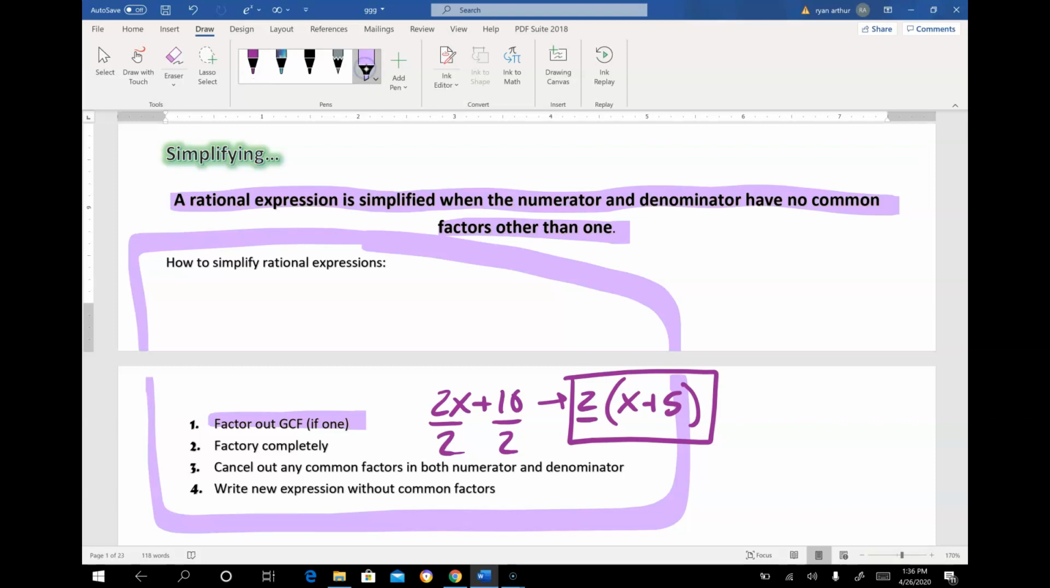Next, after you factor out the GCF, if you can factor some more, do so. As long as between the first 2 steps you have factored that rational expression completely, you're done. After you factor and it's in factored terms, then you're going to cancel out any factors that are in both numerator and denominator. They can't both be in the denominator and they can't both be in the numerator. They have to be one in each. So one has to be in the denominator and one has to be in the numerator. Okay, that is what that means. After you cancel those out, then you write the new expression without the common factors.